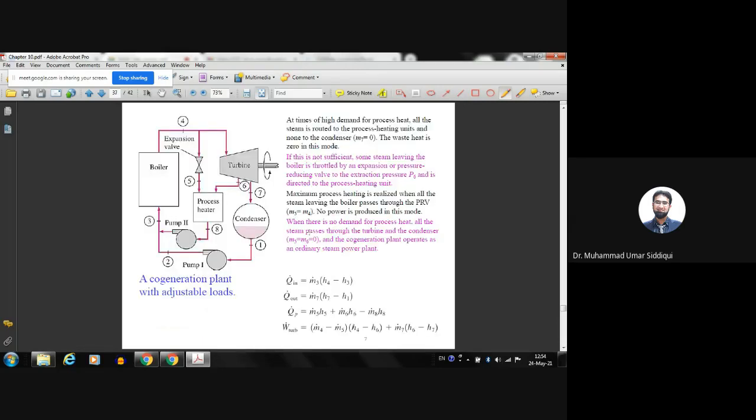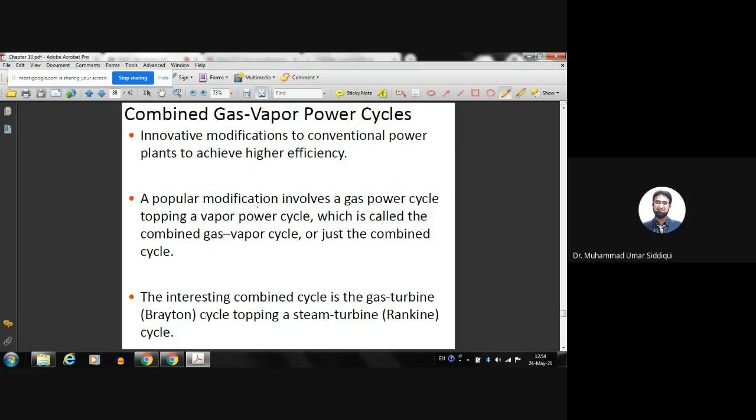So this is a simple schematic to have a specific cogeneration plant with adjustable loads. You can go through this schematic yourself. The next topic is about combined gas vapor power cycles.